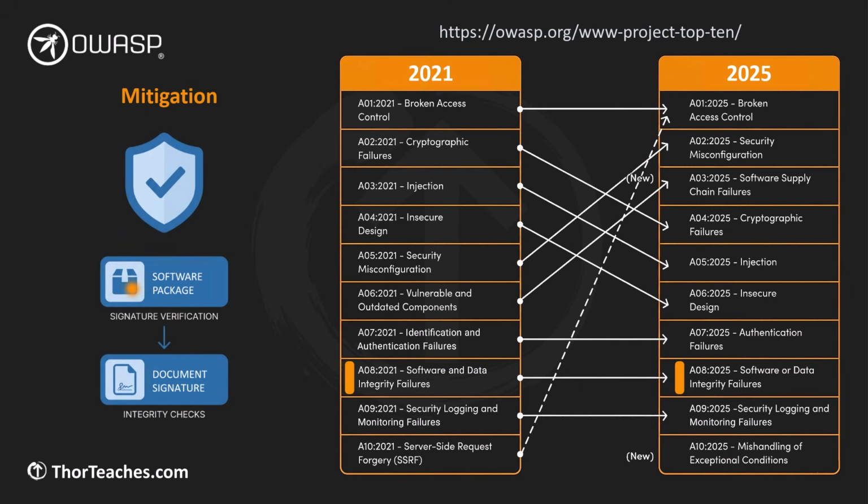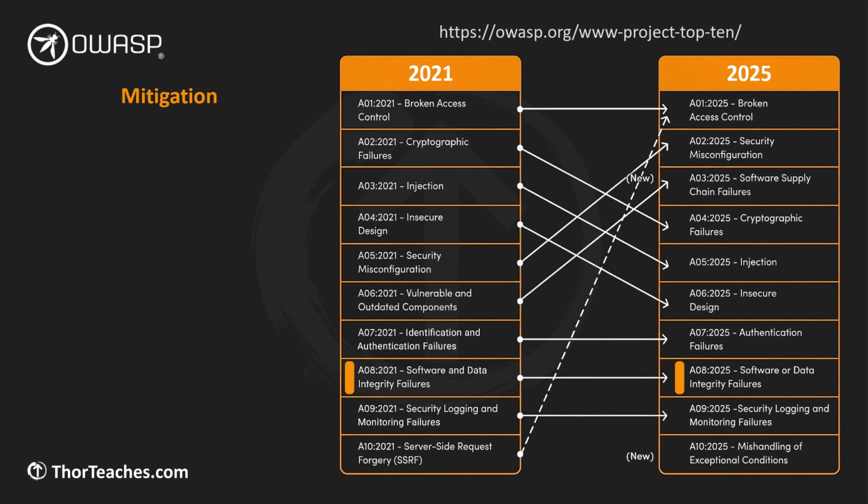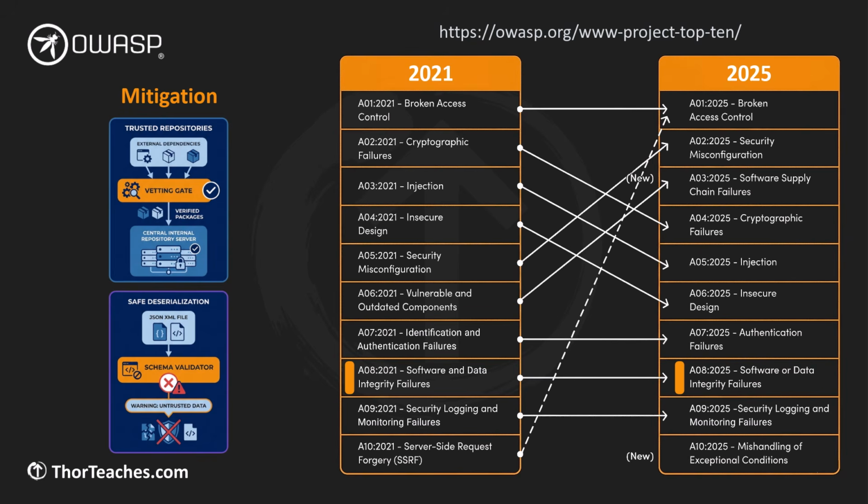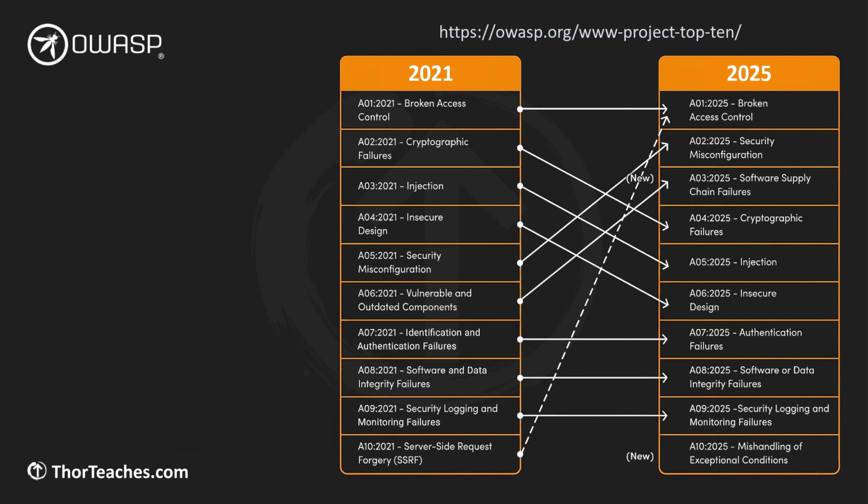To defend against integrity failures, you validate what you consume. You use digital signatures or similar mechanisms for updates and critical data. You restrict your dependency sources to trusted repositories and, for higher-risk environments, mirror them internally after vetting. You harden your CI/CD pipeline and treat it as critical infrastructure. And you don't blindly deserialize untrusted data without checks. The theme is simple. Don't assume that because something came from inside the system, it's safe. Make integrity and authenticity first-class controls. Not an afterthought. We are almost at the end, I promise.